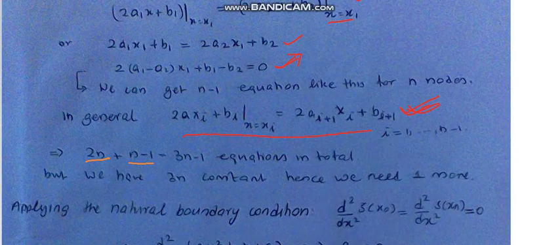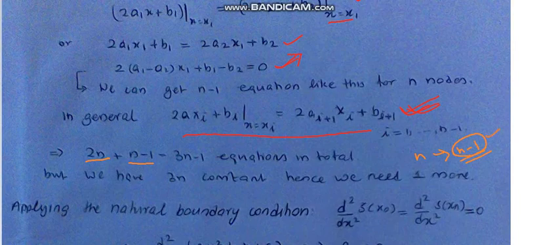So if you are having n number of splines, then we will be having n minus 1 interior points which will be shared. Okay, so this is the basic idea.